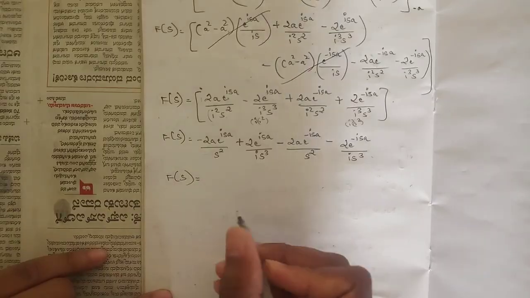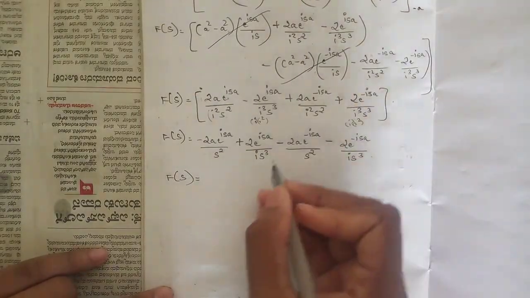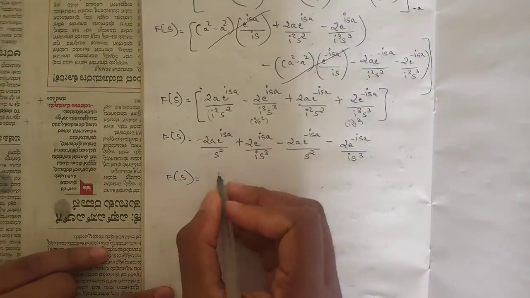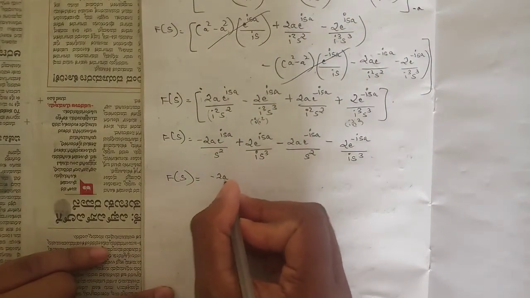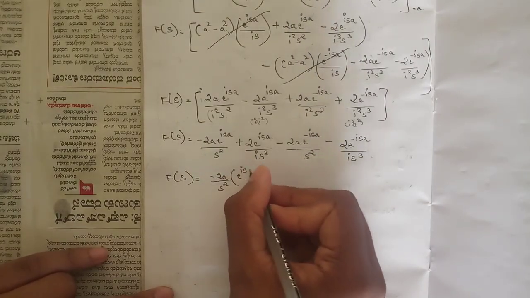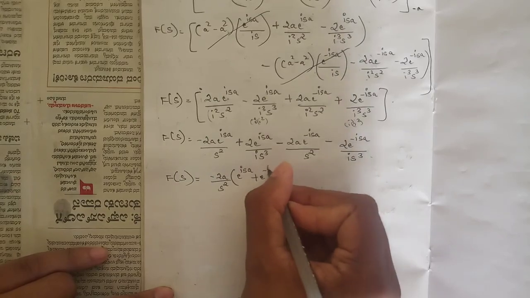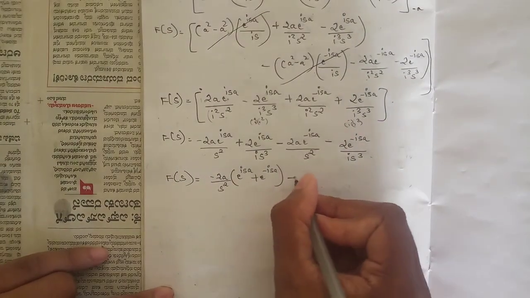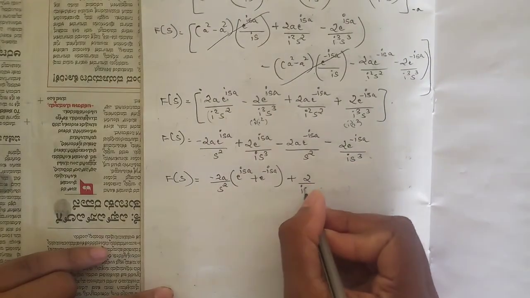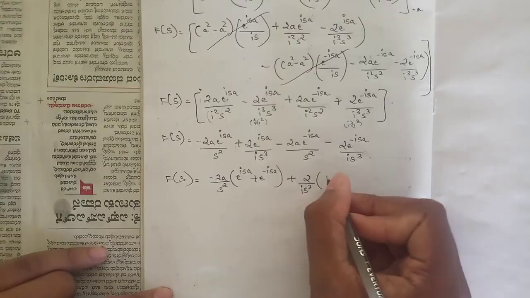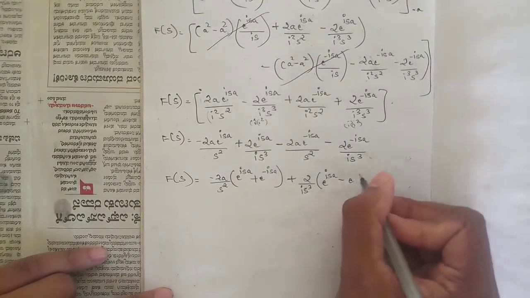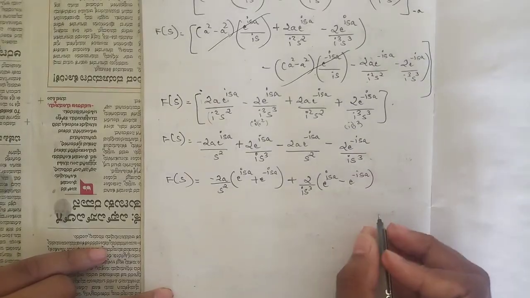F of s is equal to, so in these two terms we can take minus 2a by s square common outside, and the remaining terms are e power isa plus e power minus isa, right? Plus in these two terms we can take 2 by is cube common outside, and the remaining terms are e power isa minus e power minus isa.